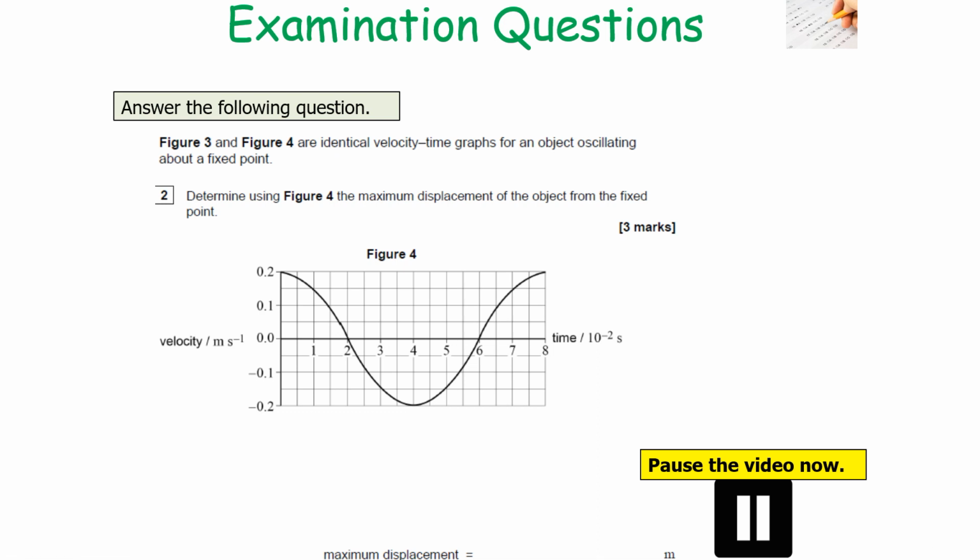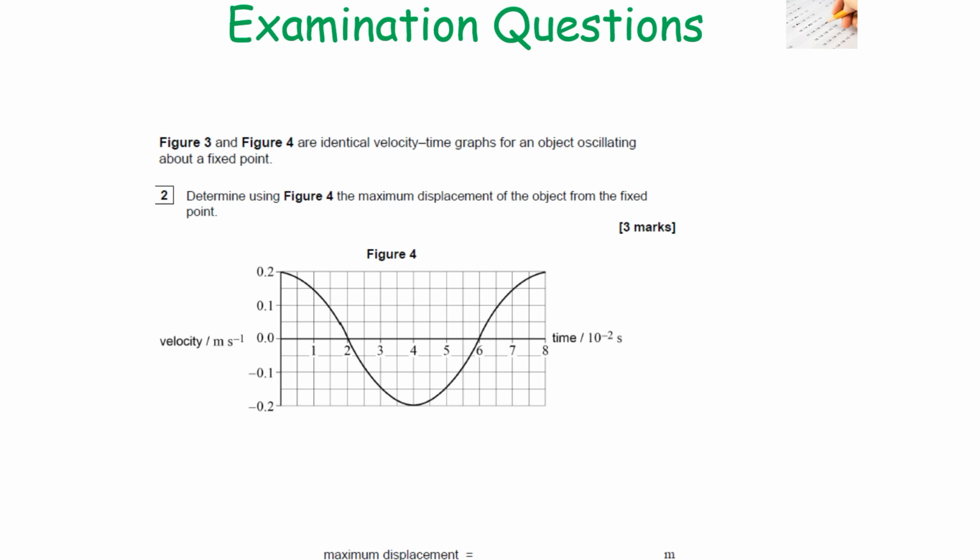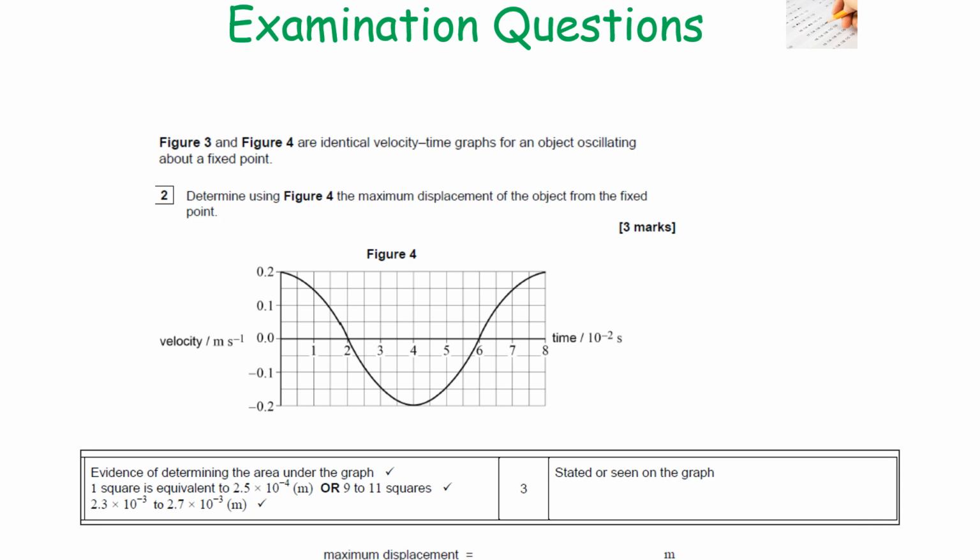Right, so how do you answer this particular question? Well, you've got to be aware that to work out the displacement of an object, you've got to work out the area under the graph. But it's important to note that if it's below the x-axis, it's going to be a negative value, and above the x-axis is going to be a positive value, because you want to work out displacement and not distance travelled. So you would determine the area under the graph: work out what each square is equal to, and then count the number of squares. Then you can work out your answer to be 2.3 times 10 to the minus 3 to 2.7 times 10 to the minus 3 meters.